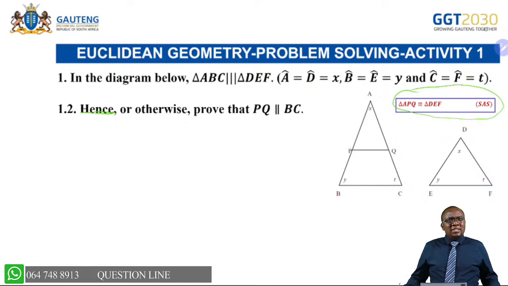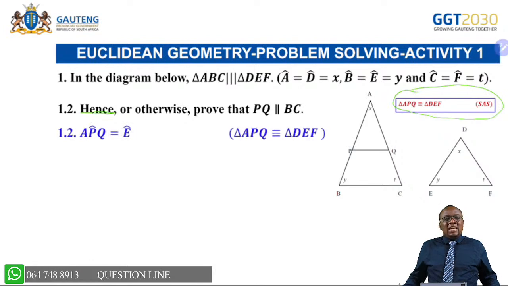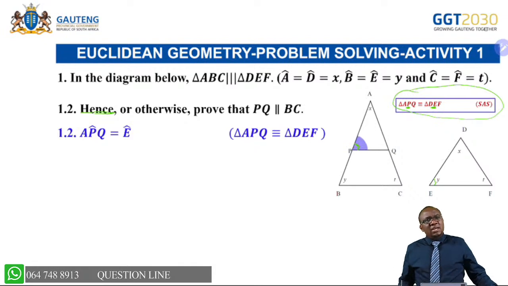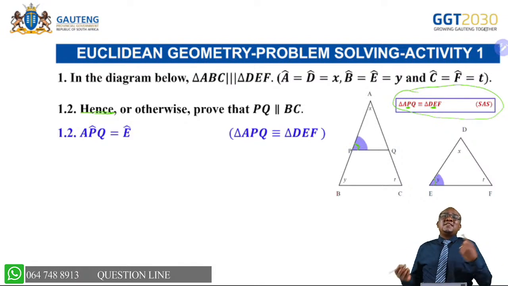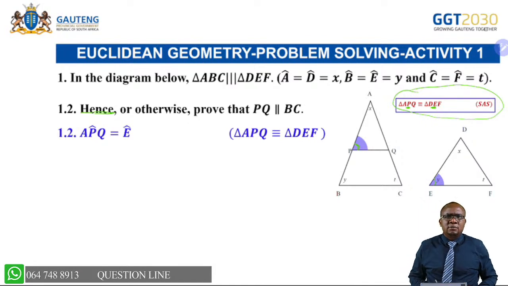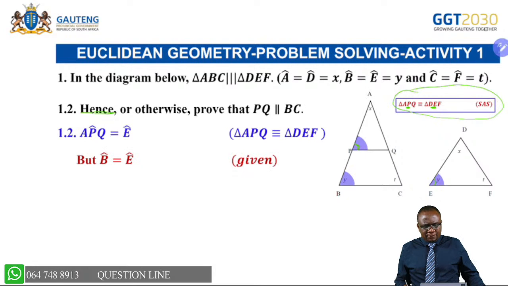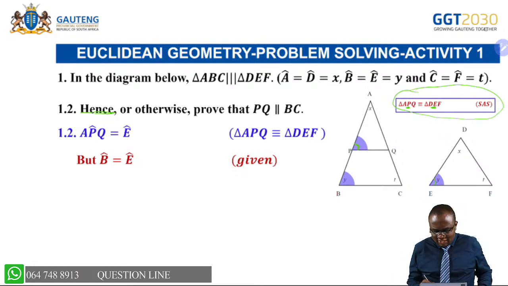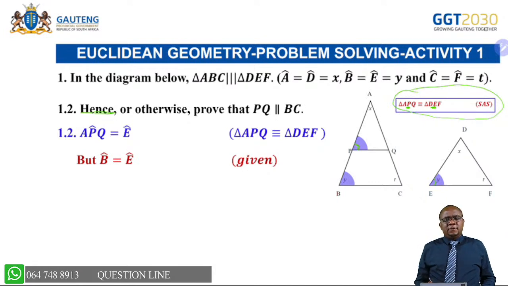Now, what are we given about the angles? We are told that angle APQ is equal to angle E, because of congruency. Angle P and angle E are equal because of congruency. So these two angles are equal. And remember, we're given that angle E and angle B are equal. Angle E is Y, angle B is Y. They are equal. So now, it means angle B and angle APQ are equal.